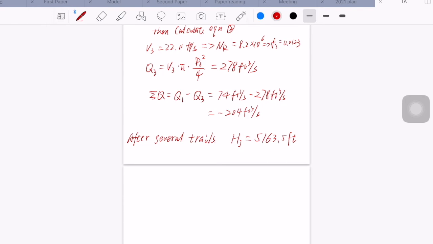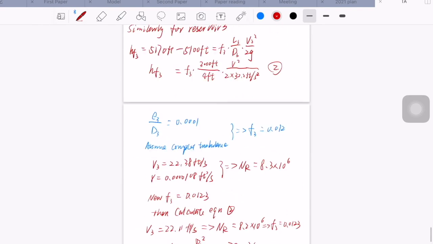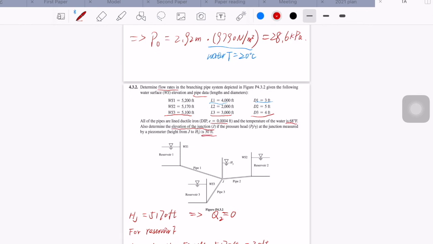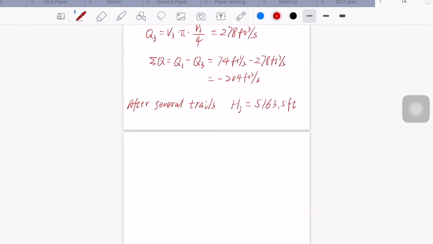Since the pressure head at the junction is 30 feet, we know the elevation of the junction is Hj minus 30 feet. So the value is 5,163.5 feet minus 30 feet. So the elevation of the junction is 5,133.5 feet.